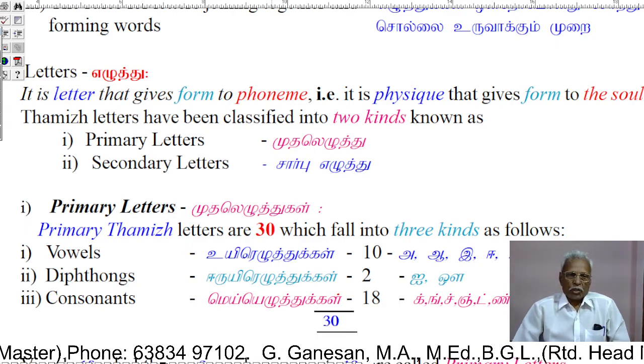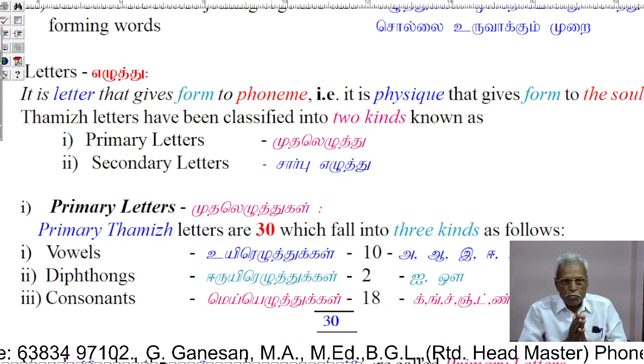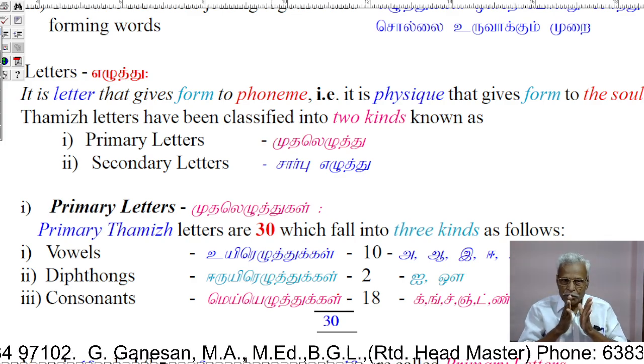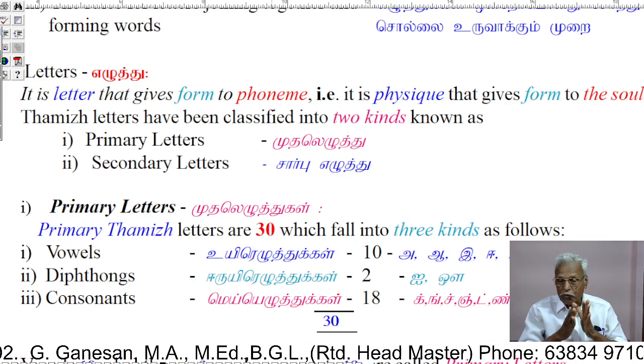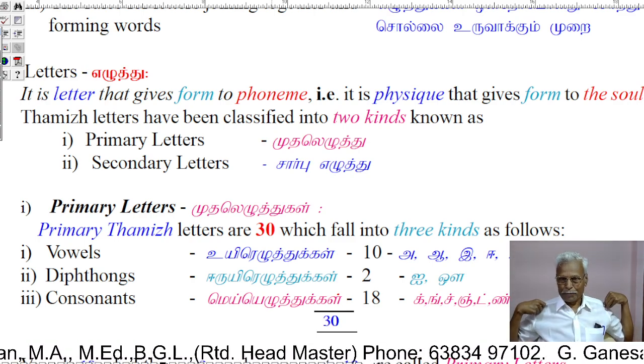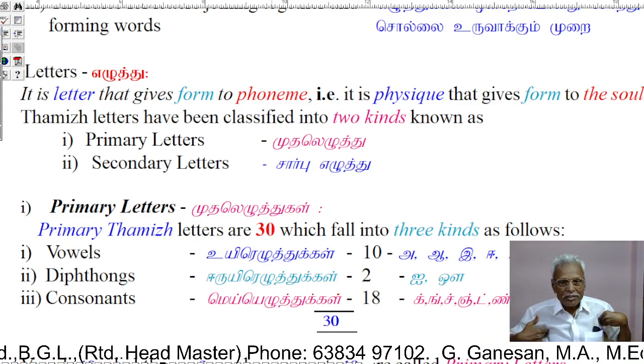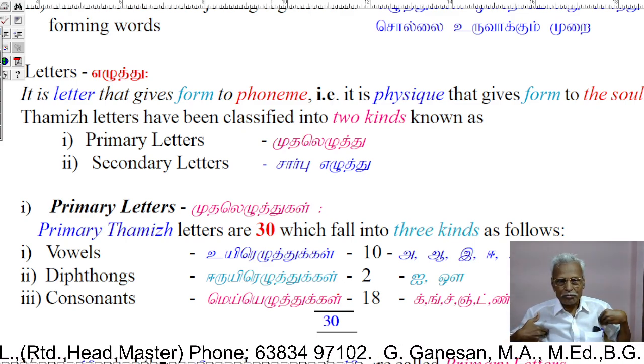Letters, எழுத்து. You see, it is letter that gives form to phoneme. That is, it is physic that gives form to soul. It is a physic that gives form to the soul.